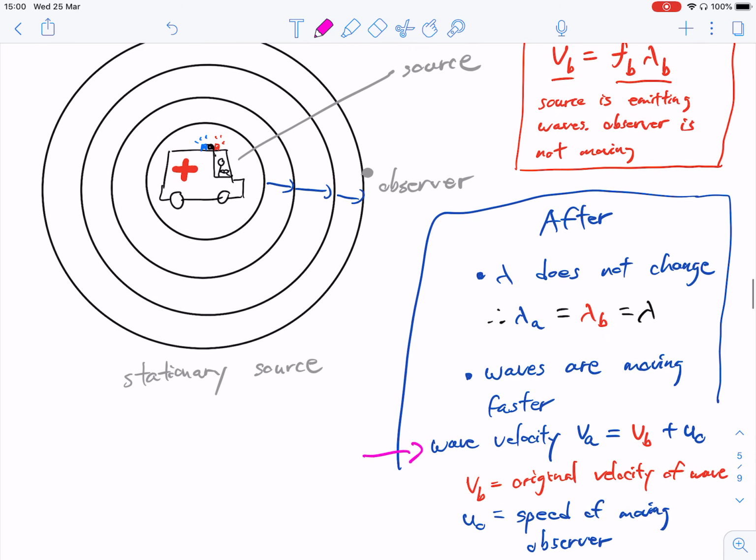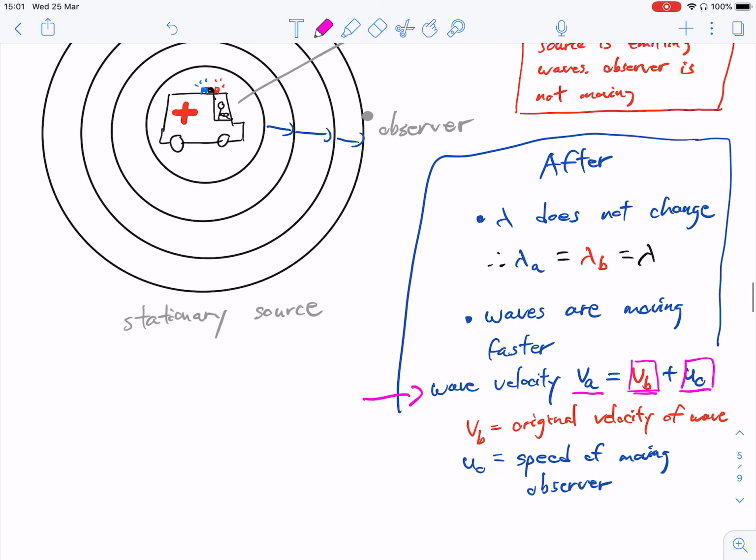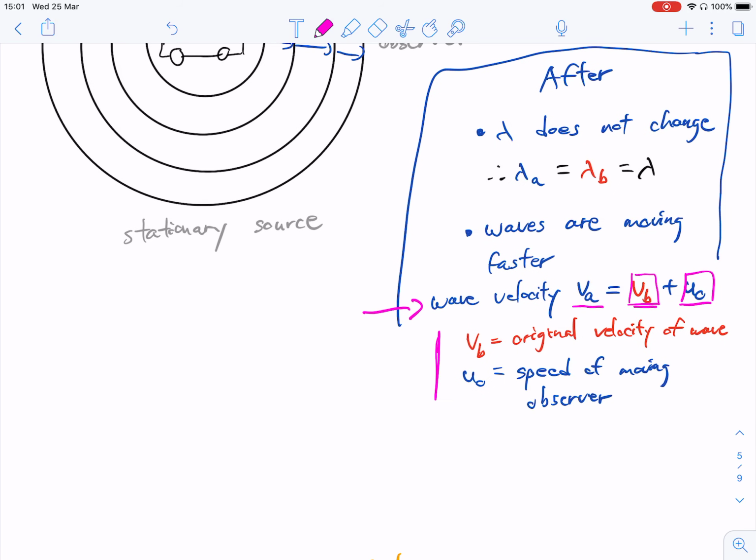And so the velocity of the wave afterwards is the addition of the original speed of the wave, that's essentially the speed of sound in the air, at whatever temperature it happened to have been, plus the speed of the observer. Speed of the observer plus the speed of sound in the air. And so I've just made a quick note of that right here. So I don't really need an arrow for that.